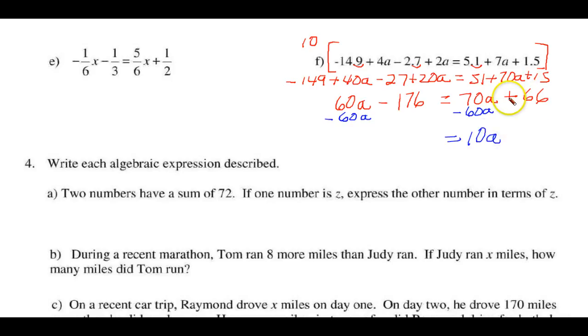And we're going to bring this to this other side. So we're going to subtract 66, subtract 66, and we end up then with 10a equals a negative 242. Divide both sides by 10, and we get a equals this. Now, that's different from the answer below, so I believe the textbook had an error here. All right, let's go on to the last part.